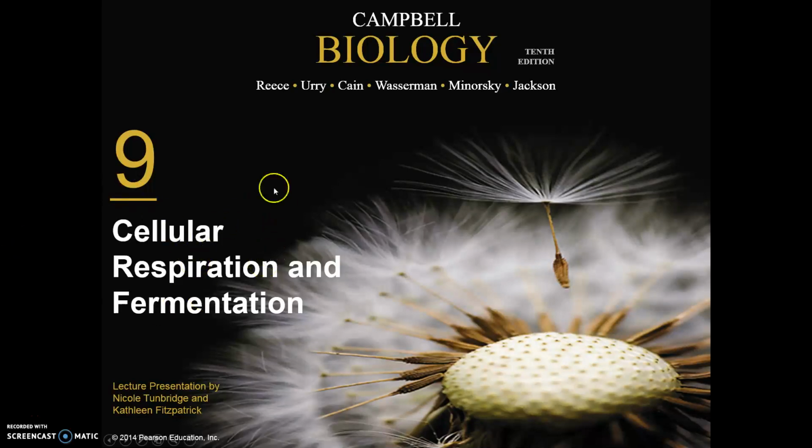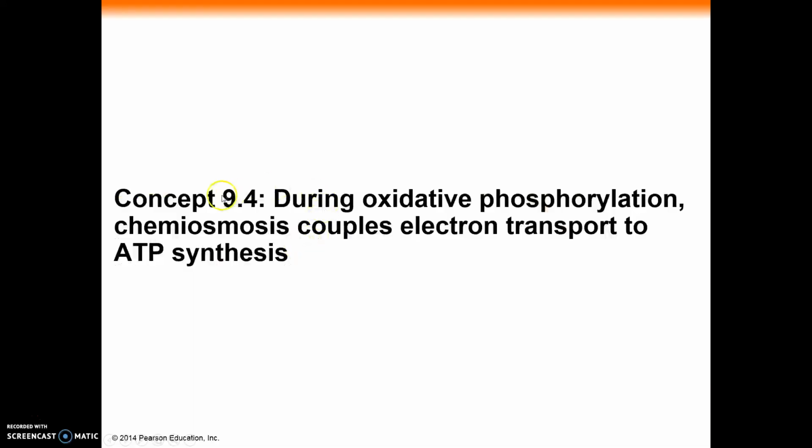Welcome back. We're going to continue looking at metabolism here and move on to the next stage, concept 9.4. So during oxidative phosphorylation, chemiosmosis couples electron transport to ATP synthesis.